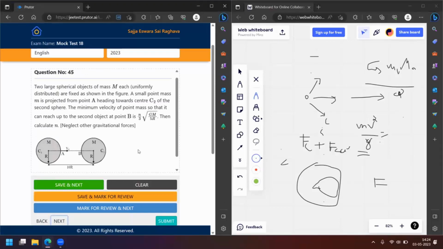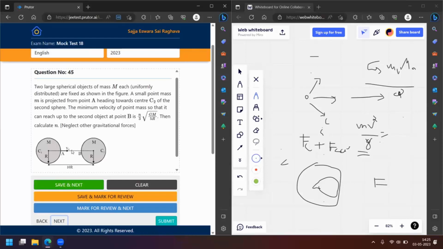Two large objects of mass, and it is given the minimum velocity. So we have to find the minimum velocity so that the object which is thrown from A should reach B. If you think carefully, it is just enough. So for the minimum velocity, it is just enough to escape the force of the body A, and that is sufficient.